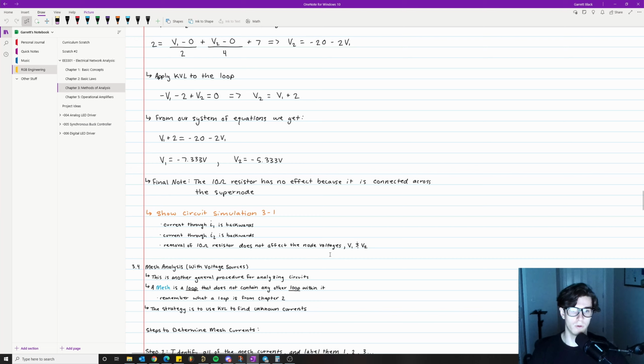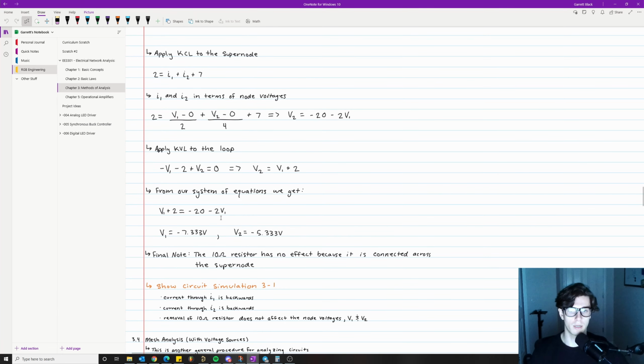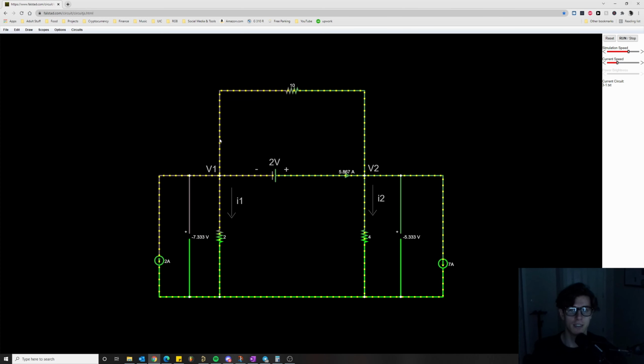So the next note we have is the removal of the 10 ohm resistor does not affect the node voltages at V1 and V2. So again, we solve for these node voltages, and you're like, well, what about the 10 ohm resistor? It in fact does nothing. So real quick, we'll just delete these two right here.